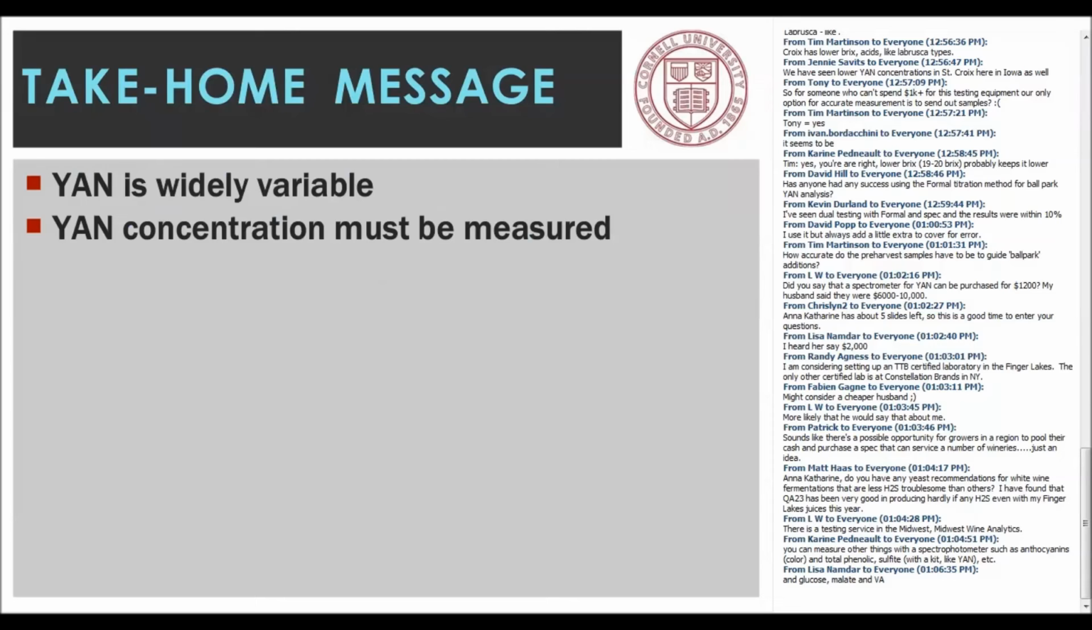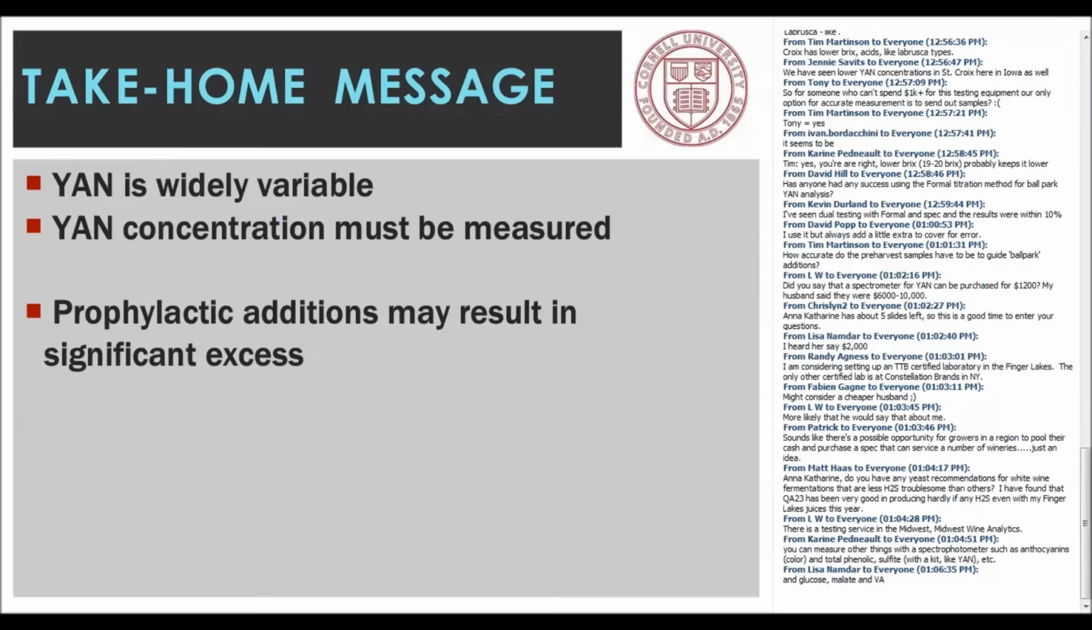If you don't want to buy a spectrophotometer and you want to know what your YAN is, you're going to have to send it out, and you're going to have to send it out each year. And I realize that's an expense, but I would suggest that if you think it's important to measure your sugar, it probably is also important to measure your YAN, because a lot of the more subtle varietal character that you get from your grape is going to be predicated on what kind of nitrogen you have in there.